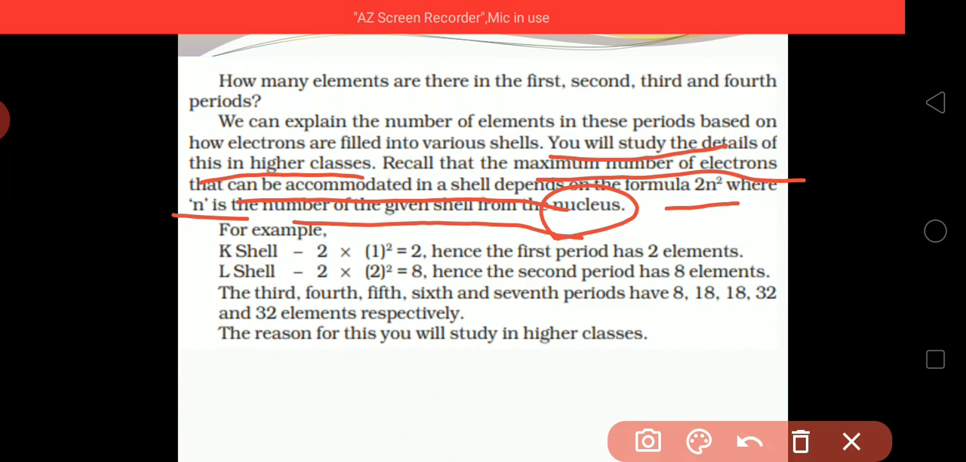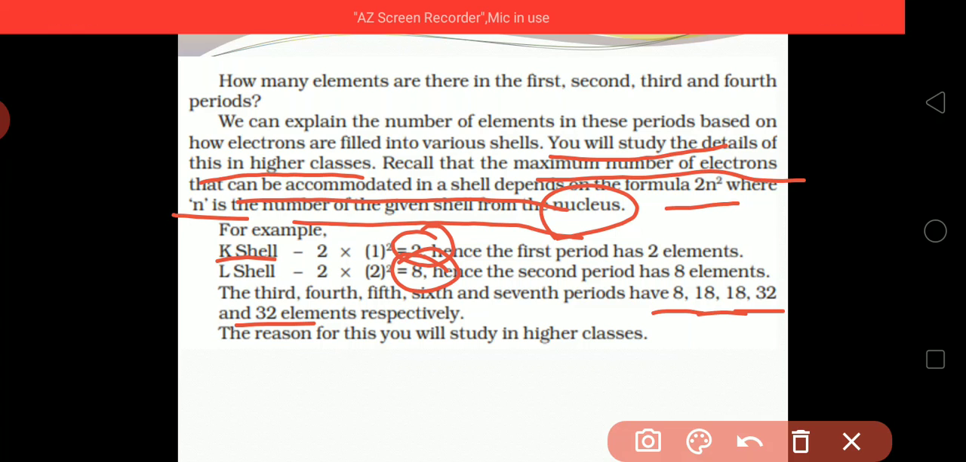So for the K shell, the maximum is 2, and for the L shell, it is 8. Hence the first period has 2 elements, and the second period has 8 elements. The third, fourth, fifth, sixth and seventh periods have 8, 18, 18, 32 and 32 elements respectively. The reason for this you will study in higher classes.